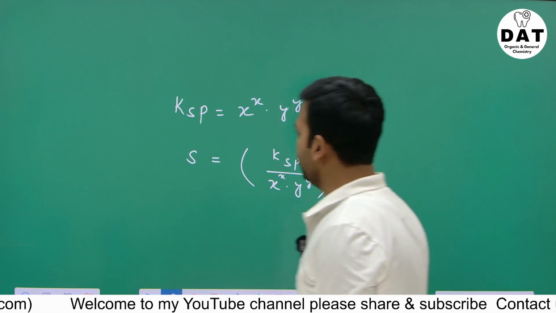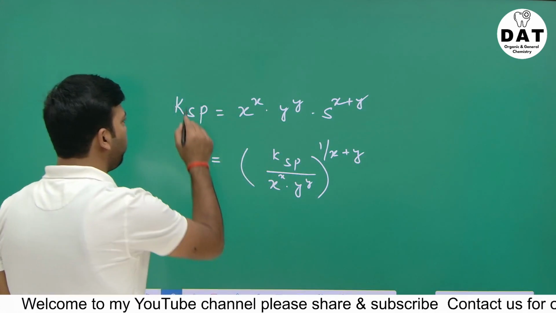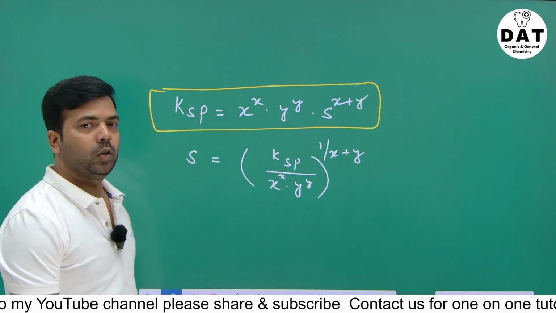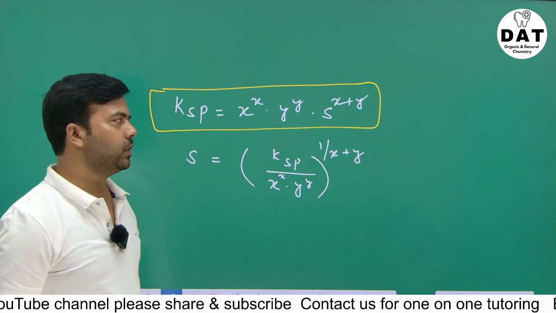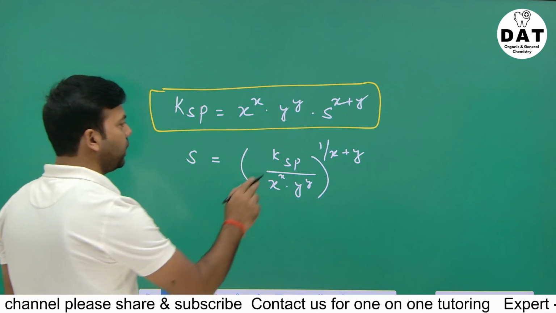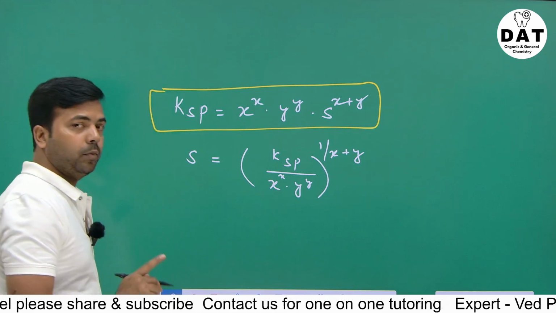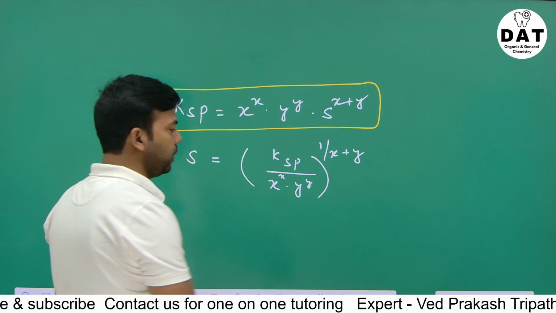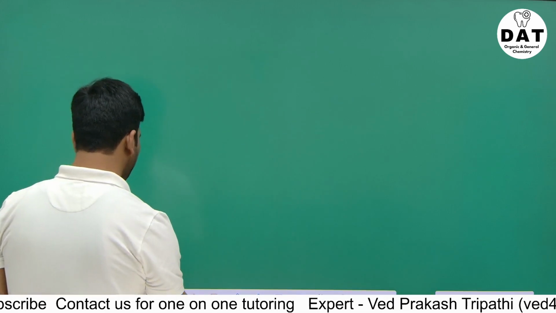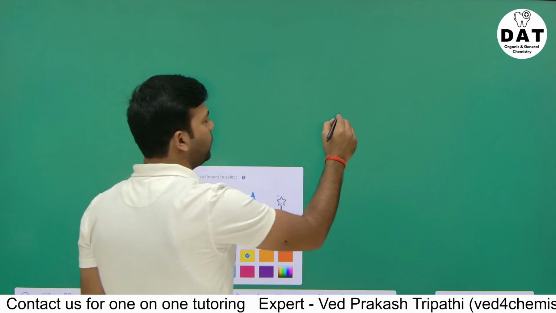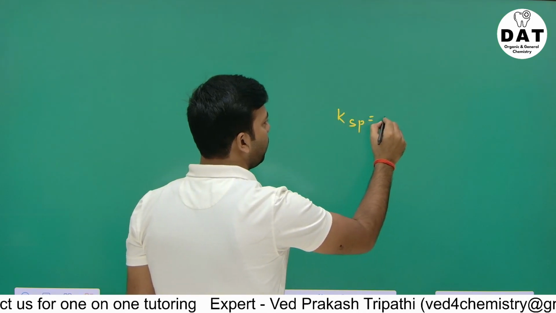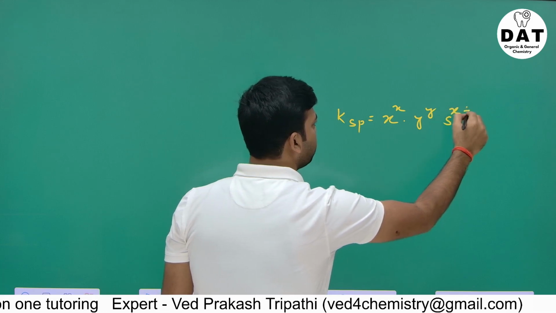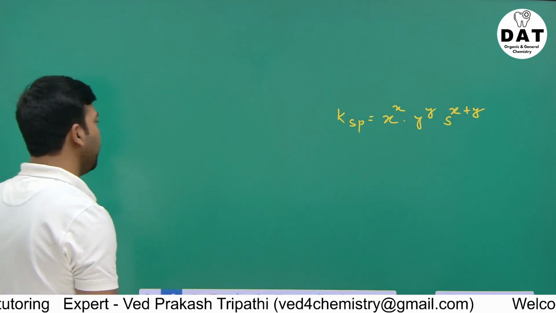This is the trick for KSP and solubility relation. Suppose you have to find out the KSP. Then I said that x to the power x, y to the power y, and s to the power x plus y. Similarly for s, KSP upon x to the power x, y to the power y, and whole power 1 upon x plus y. So I am going to explain this. Look at here. I am going to write down the trick here. So I said that KSP is x to the power x, y to the power y, and s to the power x plus y.